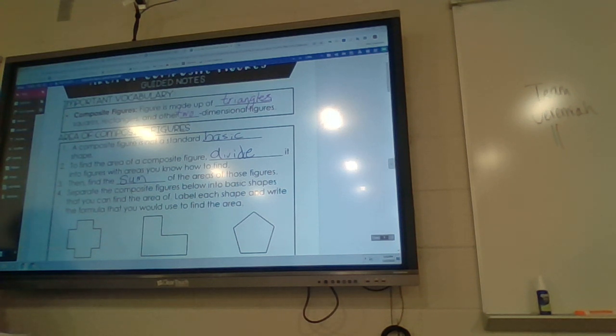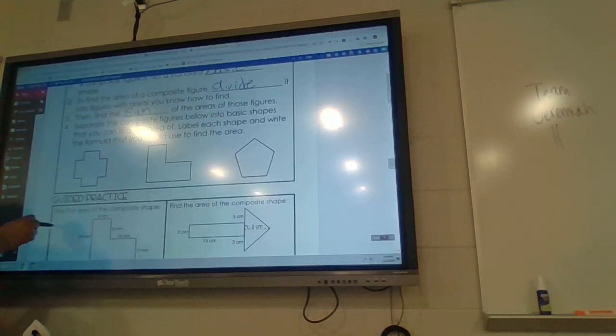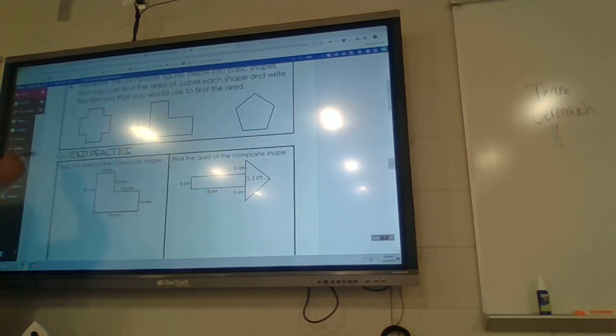So it's got to be at least two of the polygons we've studied. So you're just going to write triangles and 2. That's all you need to write. Here for number 1, you're going to put basic in that blank. Okay, now on number 4, we have 3 different types of figures here.